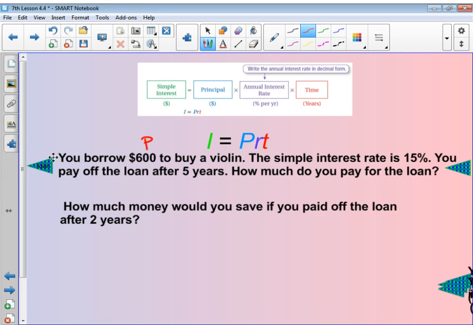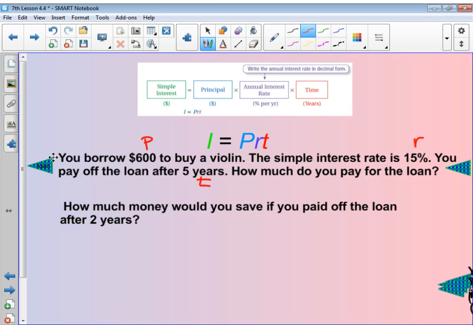Your simple interest rate is 15%, there's our R. You pay off the loan after 5 years, there's our T. How much do you pay for the loan? How much money would you save if you paid off the loan in 2 years?